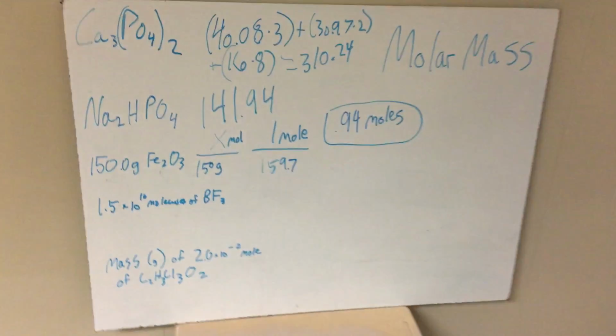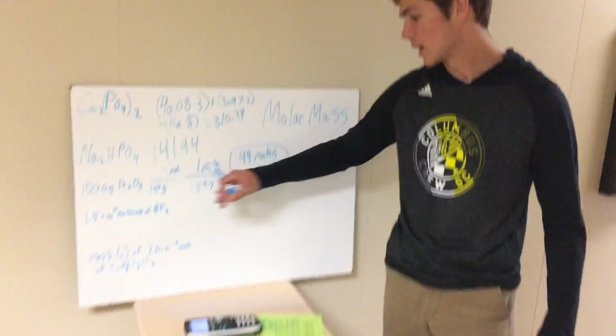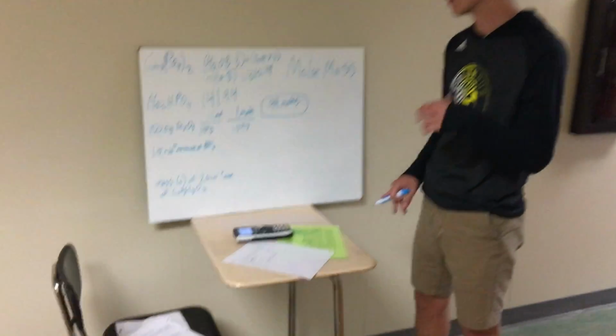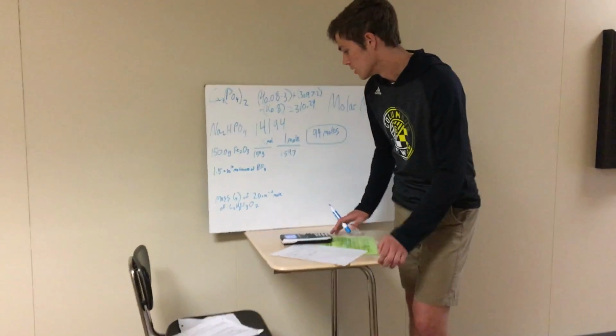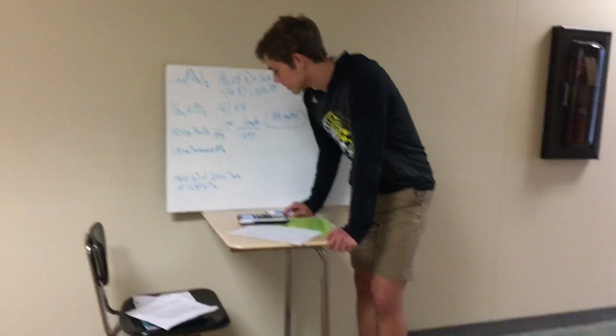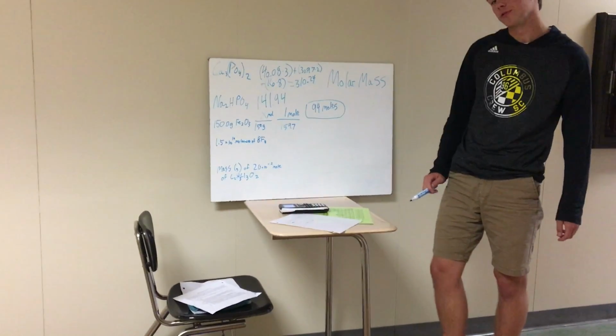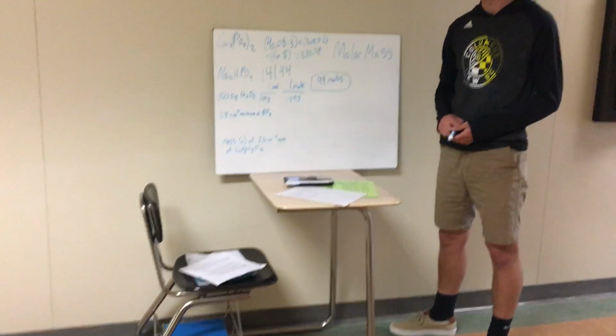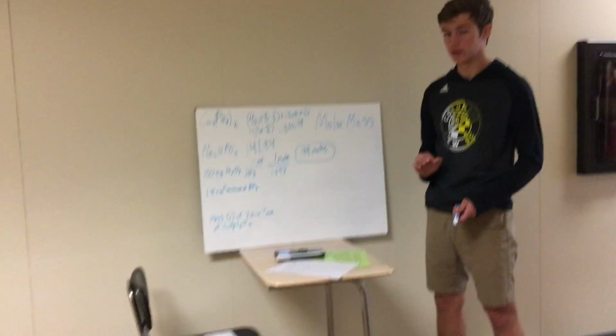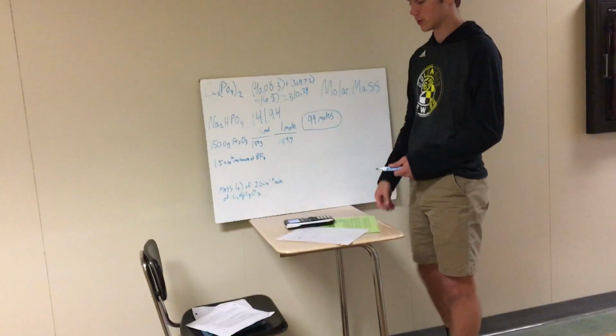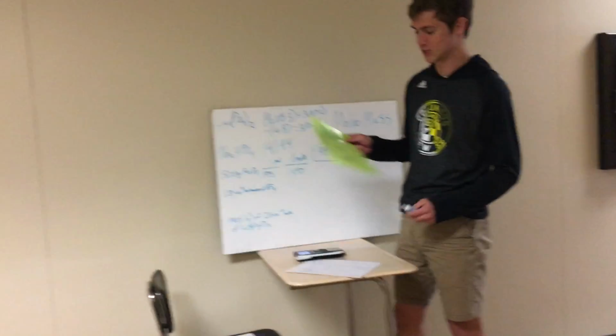And that's all you do for this one. It's very simple. Just make sure you line them up right and make sure to get the right units lined up. So next one, 1.5 times 10 to the 16 molecules of BF3. Now, this one's a little trickier. You're going to have to know Avogadro's number, which is 6.02 times 10 to the 23rd.